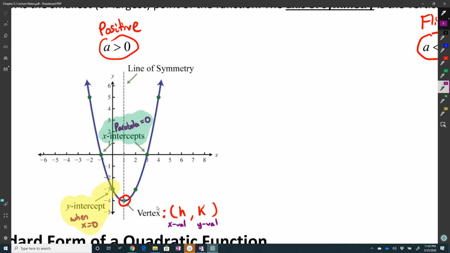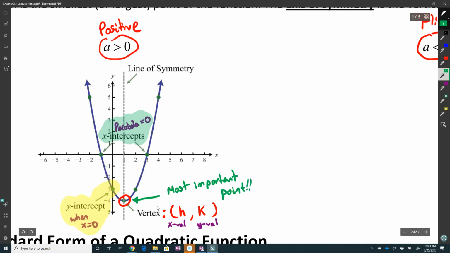All right, now the vertex is, for all intents and purposes, the most important point on the parabola. Let me put the arrow over here. It's the most important point because it's where the parabola turns around. Okay, so whenever you see a parabola, you think of the turning around shape. And the turning around part is the vertex.